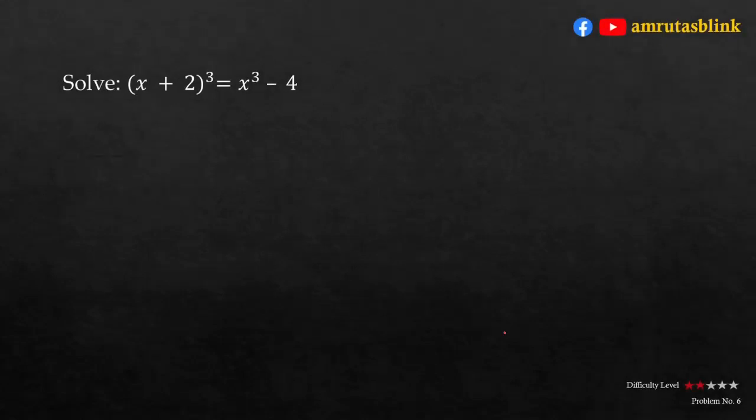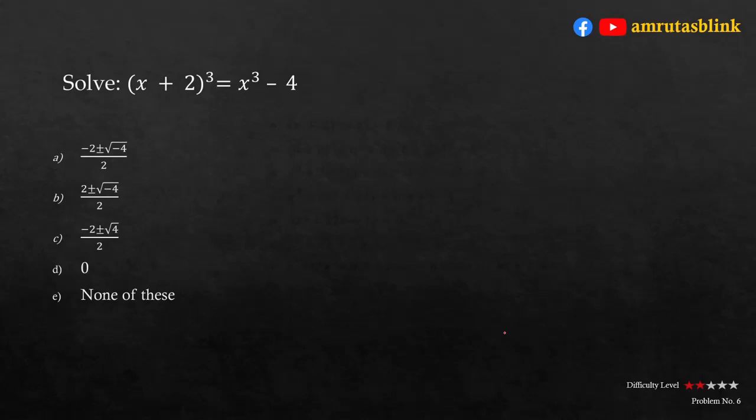Solve x plus 2 bracket cube is equal to x cube minus 4. Options: minus 2 plus or minus under root minus 4 upon 2, 2 plus or minus under root minus 4 upon 2, minus 2 plus or minus under root of 4 upon 2, 0, and none of these. Now apparently it seems that the given polynomial is a cubic polynomial. Let's try to simplify this polynomial first.